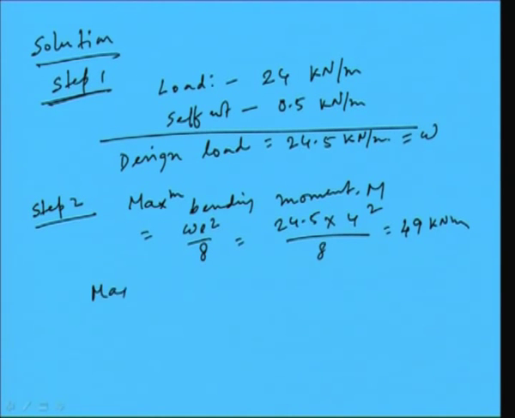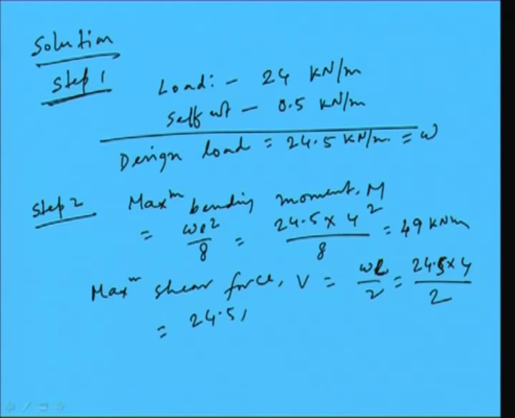Similarly, maximum shear force V is equal to W L by 2. So, W is 24.5 into L is 4, by 2. So, this will become 24.5 into 2, which is also 49 kilonewton. Now, we will go for step 3. We have now found the maximum shear and maximum bending moment, which will be required for calculation.